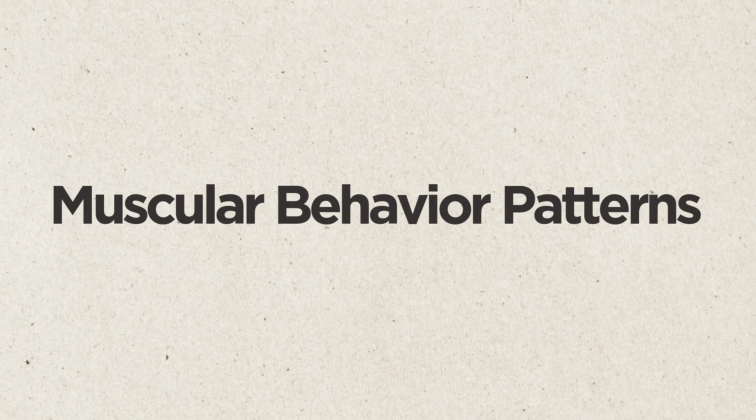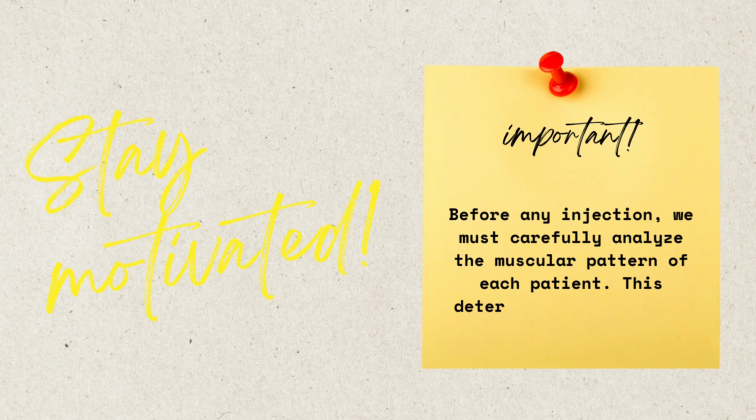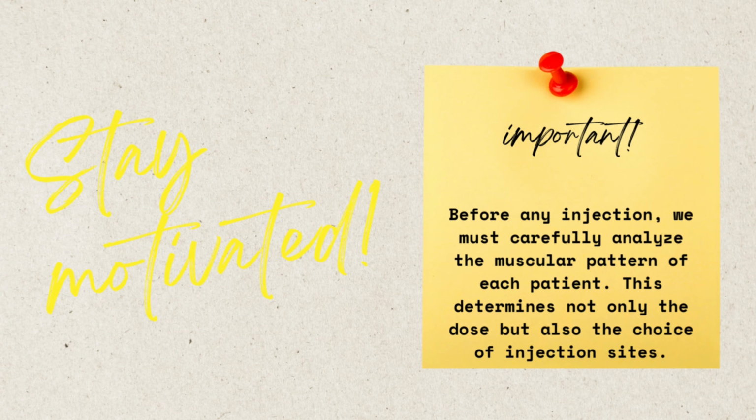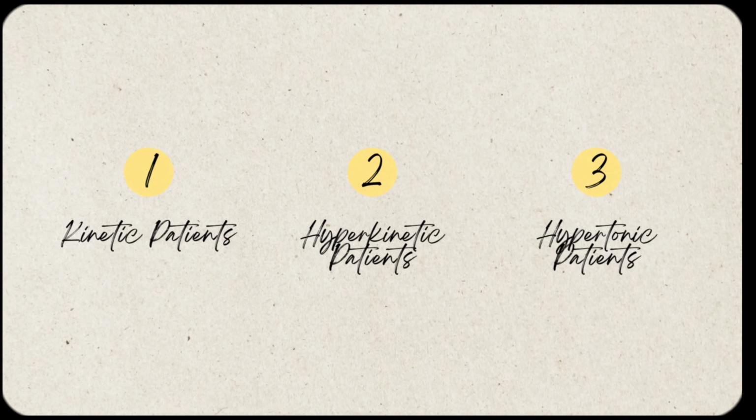Muscular behavior patterns. Before any injection, we must carefully analyze the muscular pattern of each patient. This determines not only the dose, but also the choice of injection sites. Patients can be broadly divided into three groups. Kinetic patients. Their expression matches their emotions. They contract their muscles when they want to. For example, when surprised, the frontalis contracts and raises the eyebrows. When angry, the corrugators contract. These patients are ideal candidates.